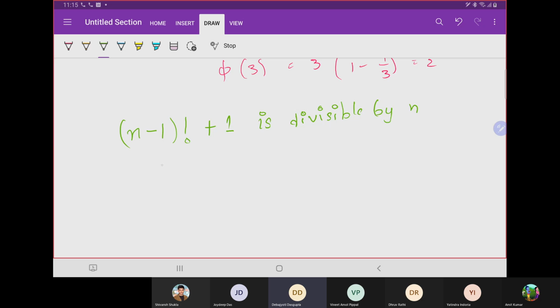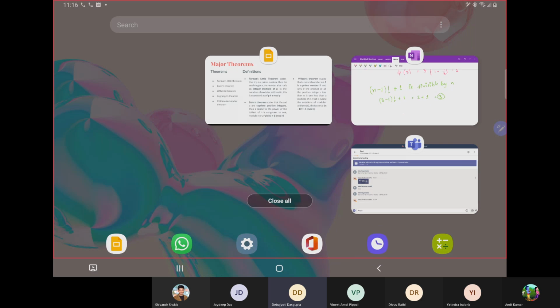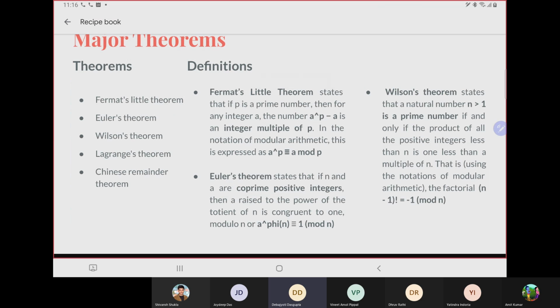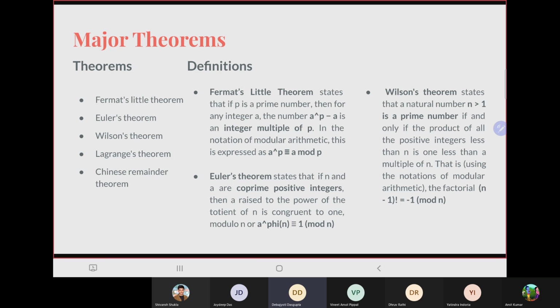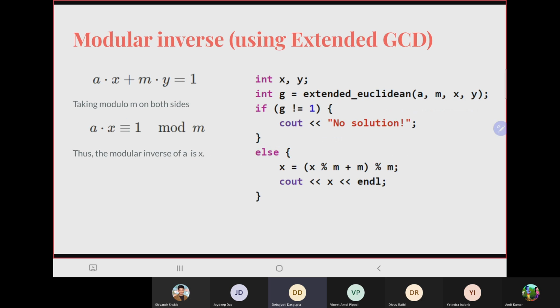But is it true? Let us see for say 3, right? 3 minus 1 factorial plus 1. What is this? So 3 minus 1 factorial is 2, plus 1 equals 3, which is divisible by 3. So this theorem is correct, right? So this is one of the good checks for prime numbers, right? So these are the three major theorems. You don't need to give much importance to Lagrange theorem at the moment. Chinese remainder theorem is an important theorem, but you can consider it at a later point.